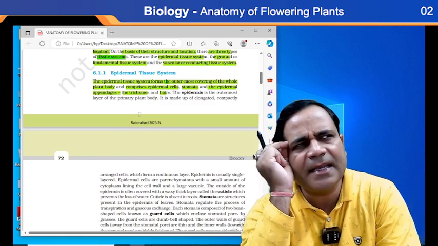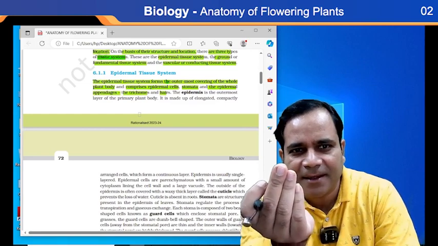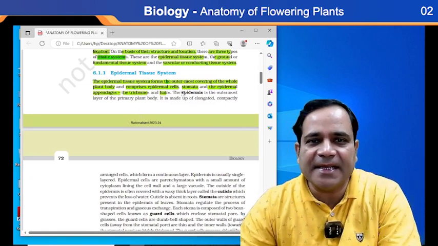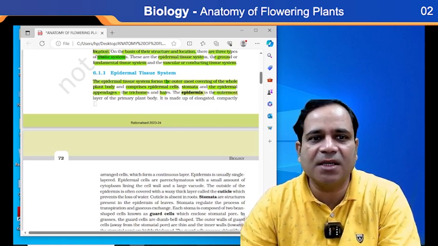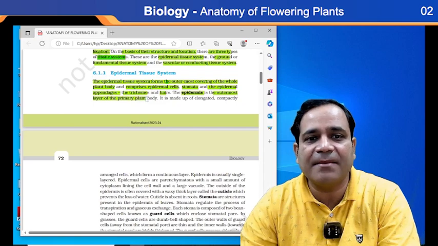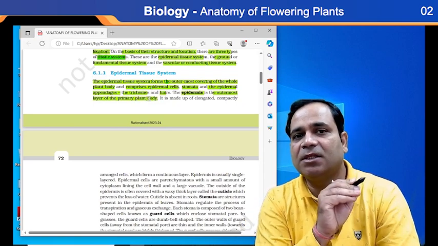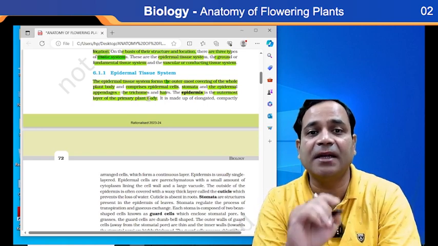And do you know the meaning of appendage? Small hairs, trichomes and hairs. So the epidermis is the outermost layer of the primary plant body. If anybody asks which one is the outermost layer of the primary plant body, you say epidermis.